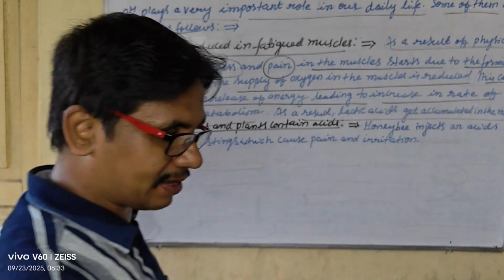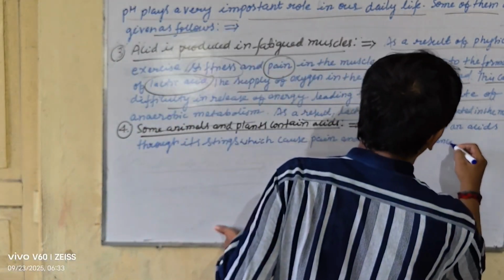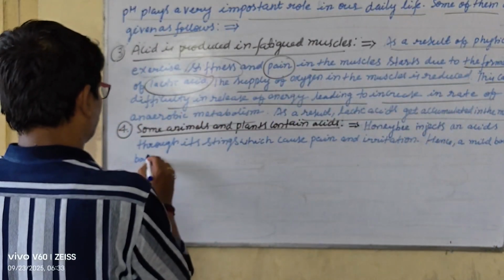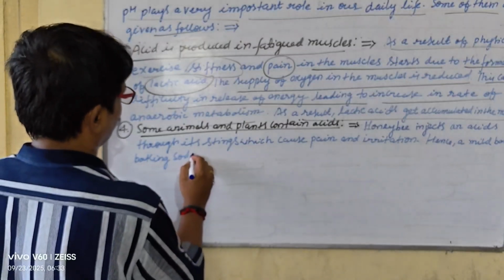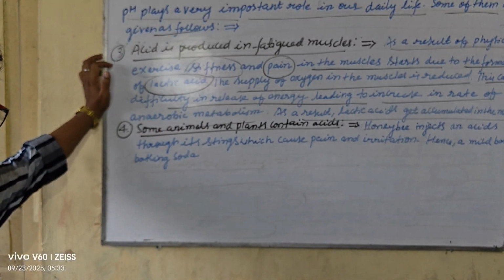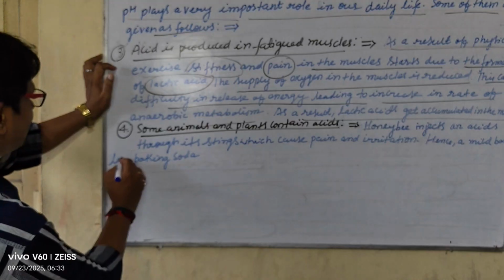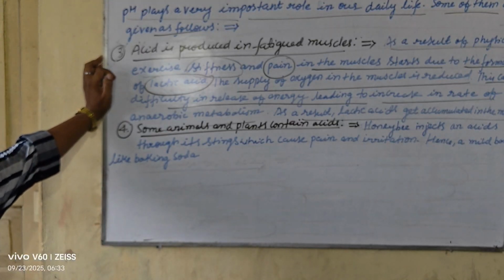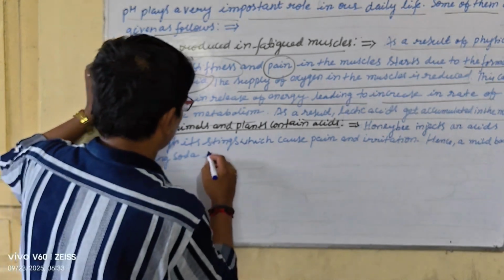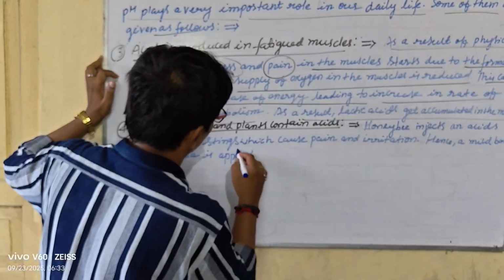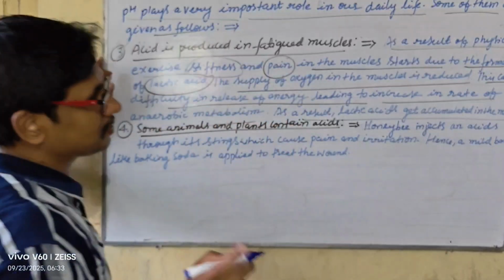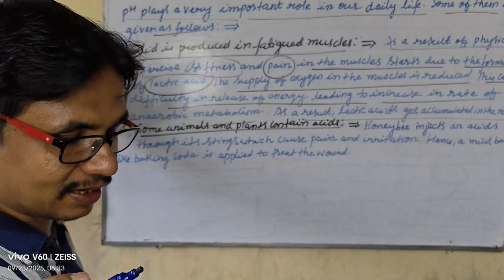Hence a mild base like baking soda is applied to treat the wound, the place where the honeybee injects its acid.